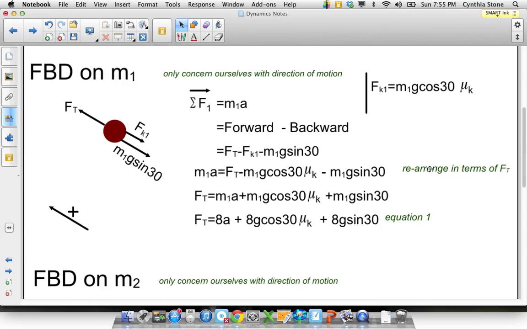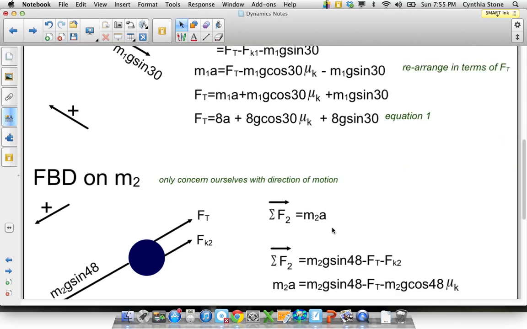I'm going to get Ft by itself in this equation, that's what I'm looking to do. And so, rearranging this equation for Ft and substituting 8 for m gives me equation 1. You might want to pause to write all that down and process it for a second to make sure you understand where all the numbers come from. Please make a star on something if you don't get where it's coming from and ask me in class. But I'm going to move on to the second free body diagram.